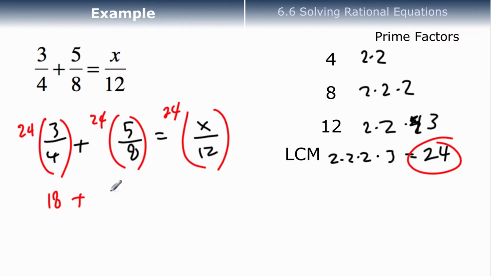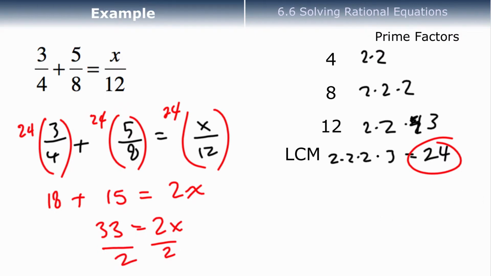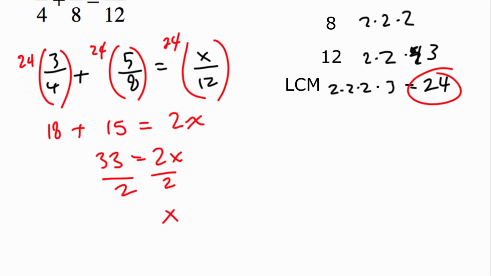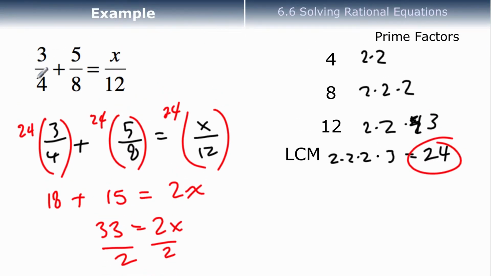Okay, so 4 into 24 goes 6, 6 times 3 is 18, plus 8 into 24 is 3, 3 times 5 is 15, is equal to 12 into 24 goes 2, 2 times x is 2x. Add these, 33 is equal to 2x, divide both sides by 2, and my final answer is x is equal to 33 over 2.